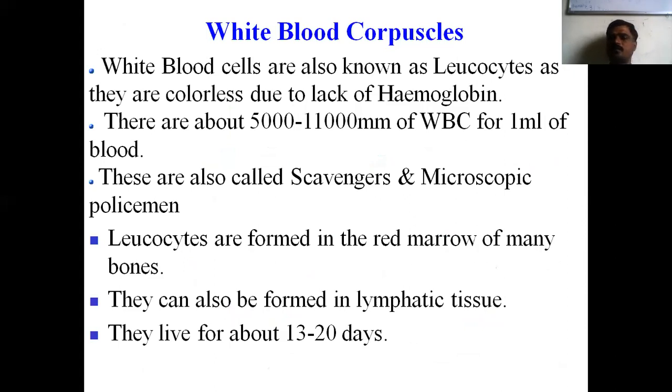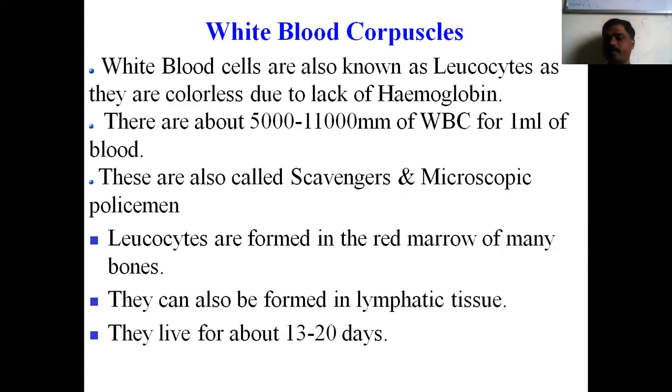The white blood cells are known as leukocytes. I just say that these cells are colorless due to the lack of hemoglobin, because hemoglobin is present only in the RBCs. You should know about it. There are about 5,000 to 11,000 WBCs per cubic millimeter of blood. Generally, this is the general counting of the WBC. The cell count increases and decreases when a disease causing agent comes inside the body. At that time the cell number fluctuates. So you know about it.